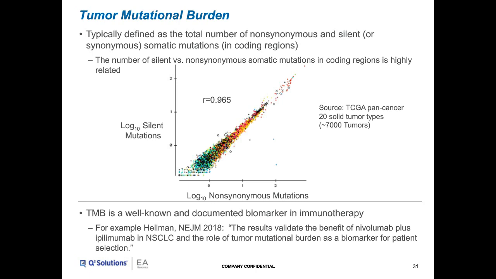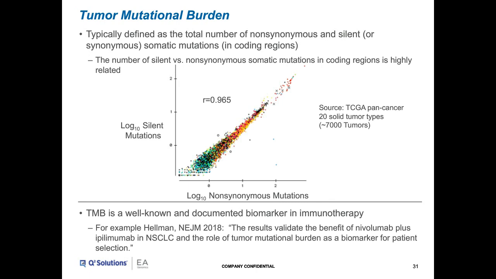And, of course, I'll talk about that also in just a minute, related to, for example, defects in DNA damage repair. But obviously, whether you're just counting the non-synonymous somatic mutations in coding regions or you look at both non-synonymous and synonymous or silent ones, pretty much you're going to get the same marker. It's just that if you include the silent ones, your counts go up a little bit, so it helps you in those tumors that have a little bit less tumor mutational burden. You can get above the noise of the measurement a little bit faster and therefore potentially get a more stable biomarker. And as you know, TMB is also a well-known and documented biomarker in immunotherapy.